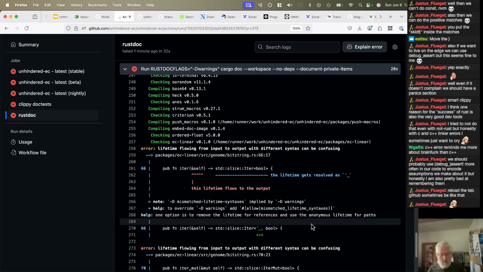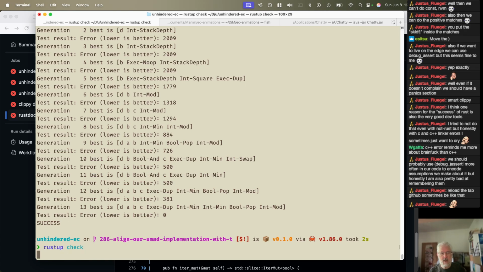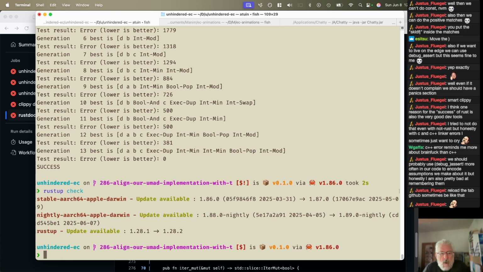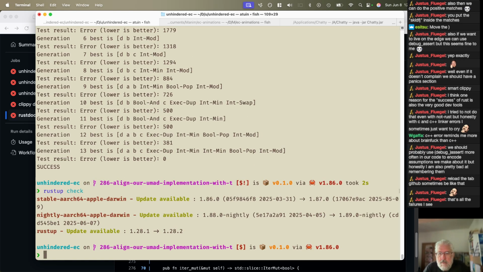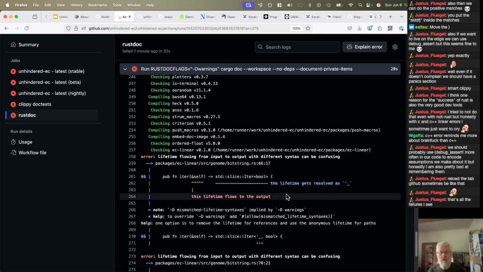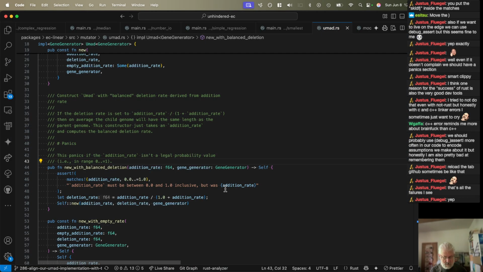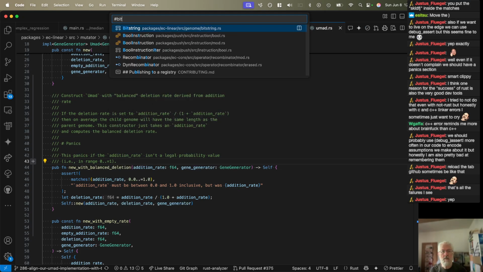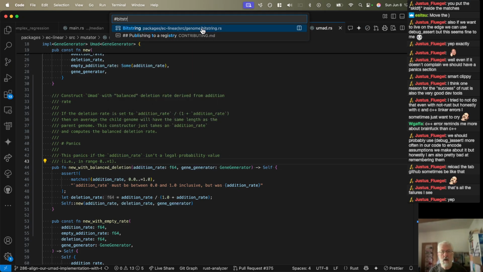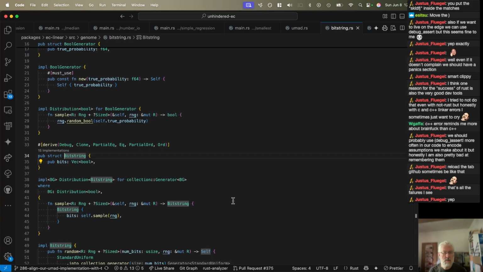Oh, and I wonder if... Do I have the rustup check? I probably haven't updated my Rust in a while. So my stable is behind by 1. So we think that's the only thing that would need to be changed. So that's in bitstring.rs. Bitstring. And it was line 66.